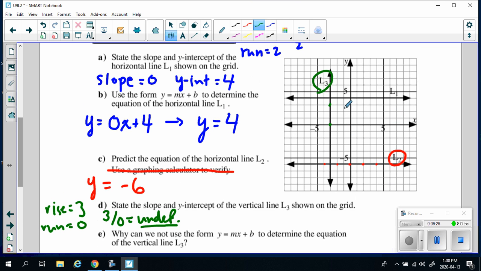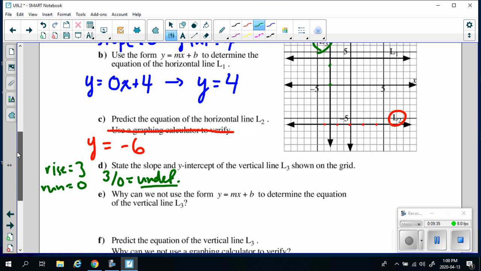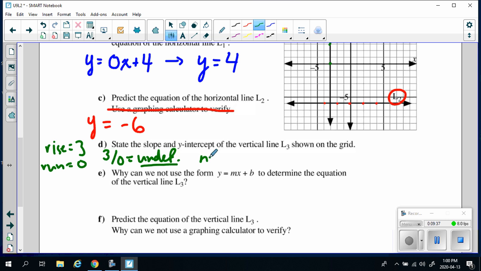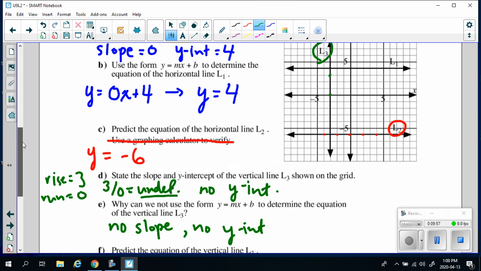Let's see. So if I'm looking at this, I'm looking to see if it ever crosses the y-axis, which is here. And it looks like if you follow this line, it's never going to cross the y-axis, so there is no y-intercept. So if we have no slope and we have no y-intercept, then we cannot use y equals mx plus b. There's no slope, it is undefined, and there is no y-intercept. So that's a problem.